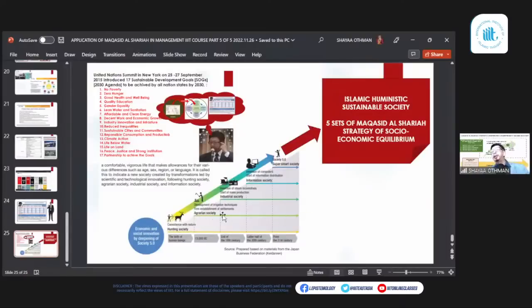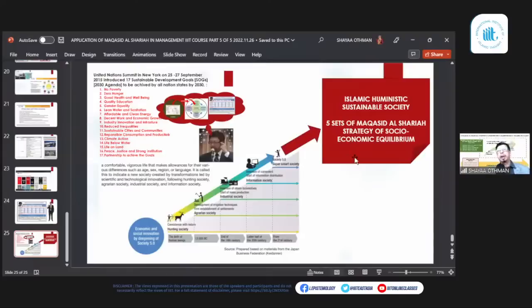And about this, lastly, we must be ahead. They are talking about Society 5.0, the smart super society. What I'm thinking, and this is just my thinking, is that we should develop an Islamic, humanistic, sustainable society, reaching the top level, making use of all the digital infrastructures, technologies, and so on. But it has to be humanistic, with values added to it. The five sets of Maqasid al-Syariah, a strategy of socio-economic equilibrium.